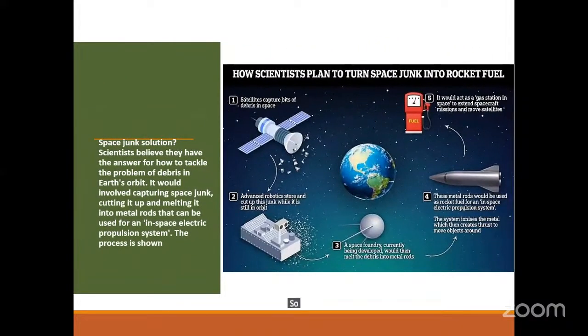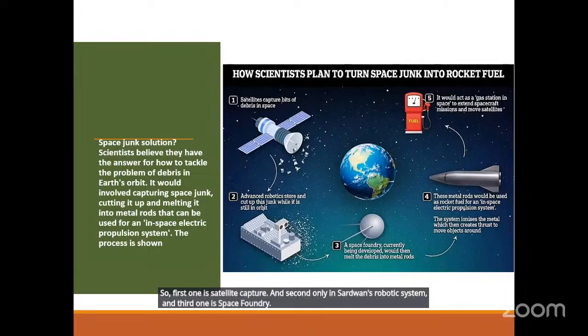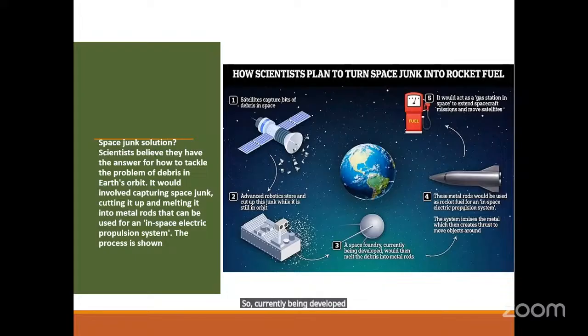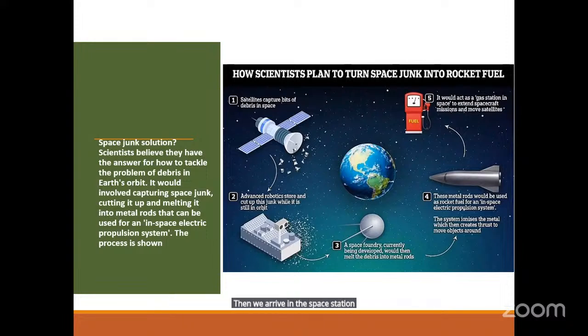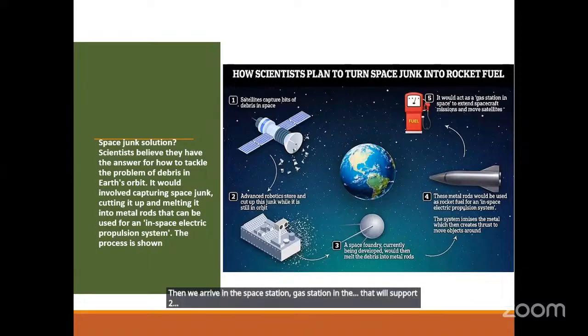You see how scientists plan to turn space junk into something useful; we have to think about that and work it out. The first is satellite capture, the second is advanced robotic systems, and the third is a space foundry, which is currently being developed. The fourth is that metal rods would be used as rocket fuel in space electrical propulsion. Then we have the space gas station, which will help increase endurance.